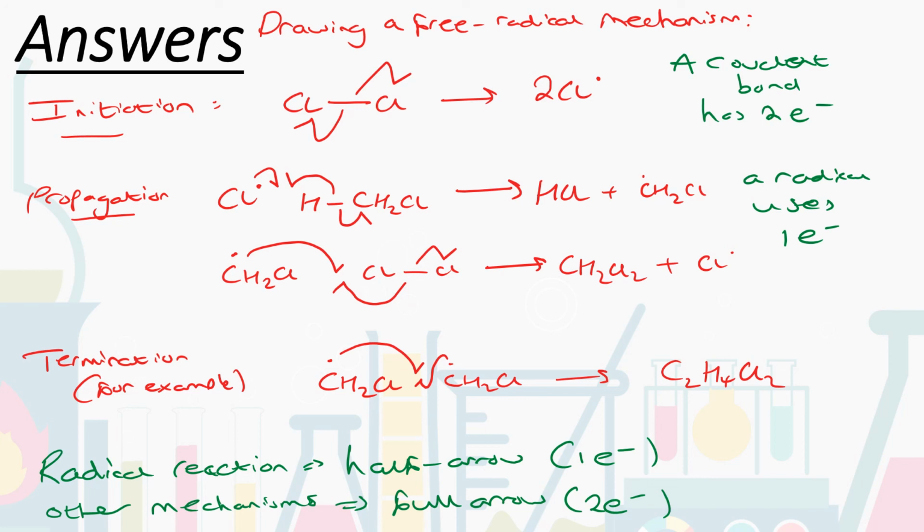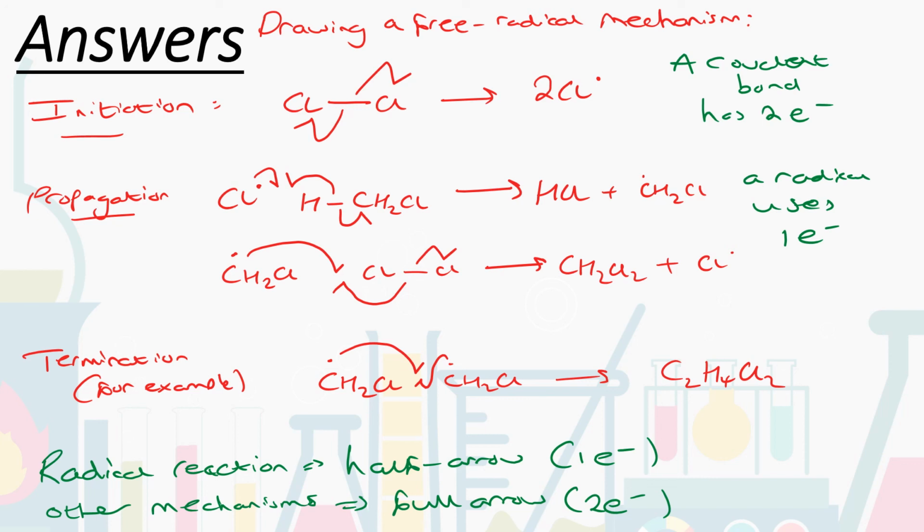We don't change any of that, think about it in the mechanism. Start from our electron density, end up on an electronegative atom. And so we have a half arrow going to each chlorine. That produces our chlorine radicals. And then generally, whenever we have a covalent bond, remember a covalent bond has two electrons in it. And so we have to have one arrow going one way, one arrow going the other way.